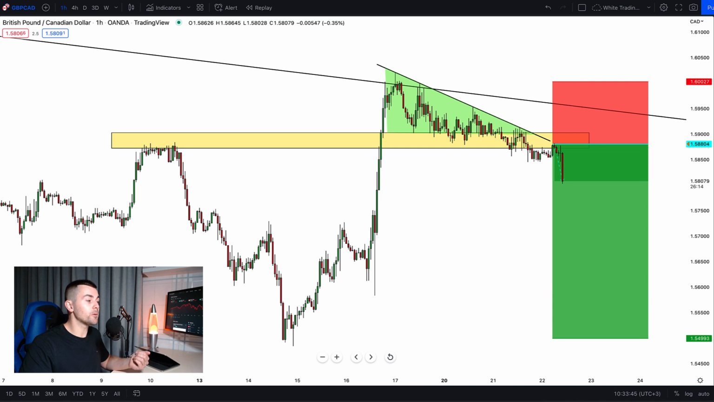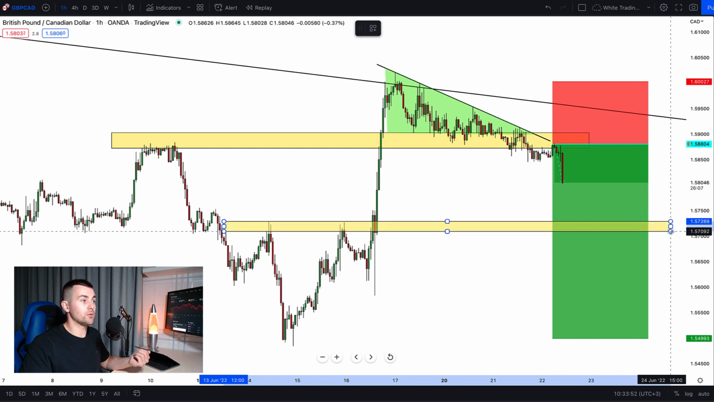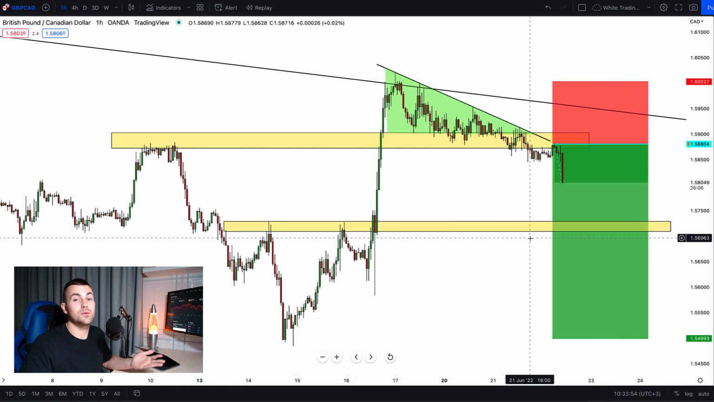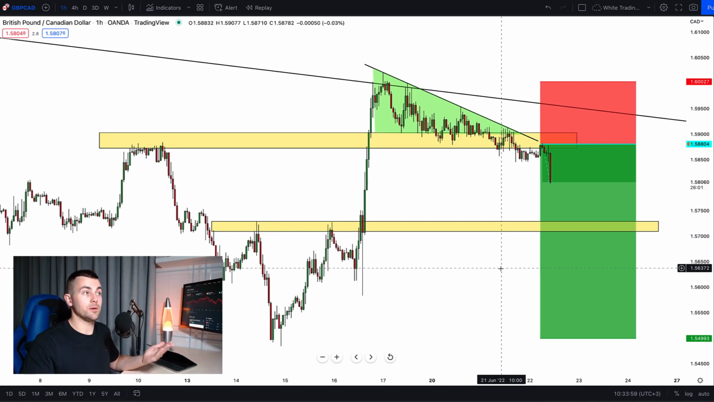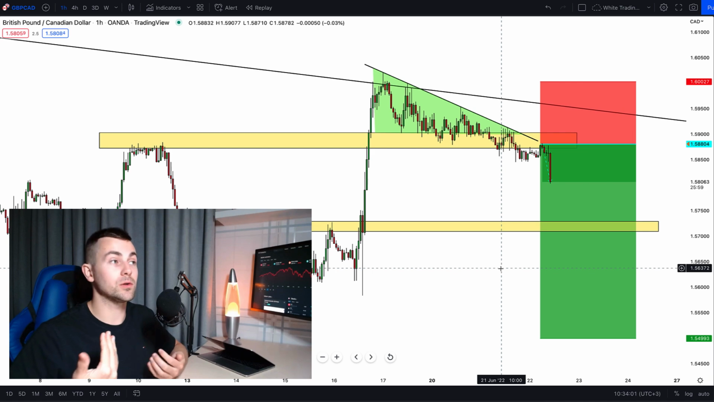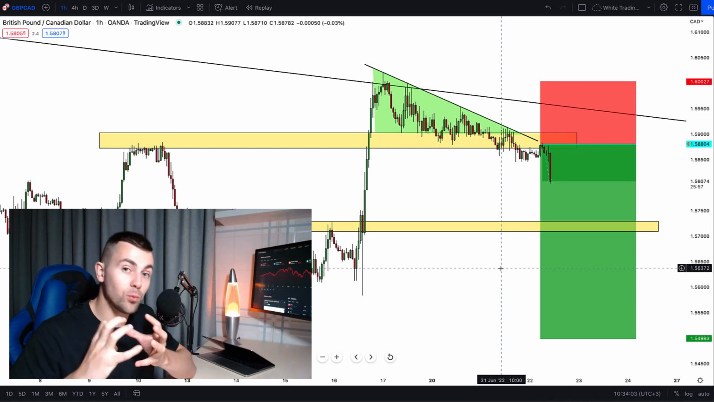Also, we can start protection of our position from some minor structure that we see, and we see some minor structure right here. So once that structure is reached, we simply move our stop to entry and make our position risk-free. Yes, it is a very nice trend following trade.